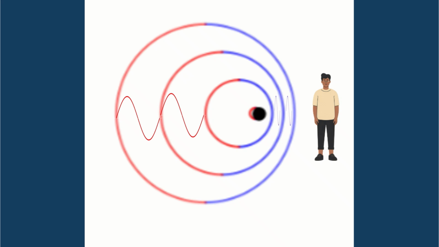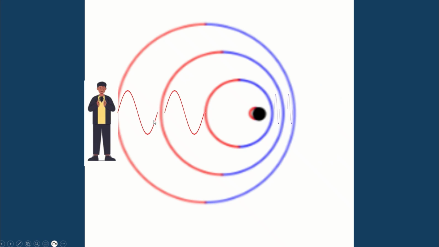That's why the person standing in front of the ambulance and behind the ambulance are hearing different sounds when the ambulance is moving. Because of this movement, these waves are getting compressed, or we can say that the frequency is getting increased in the forward direction and the frequency is getting decreased in the backward direction. That's why the person standing in front of the ambulance and behind the ambulance is hearing different sounds because of this shift in frequency.